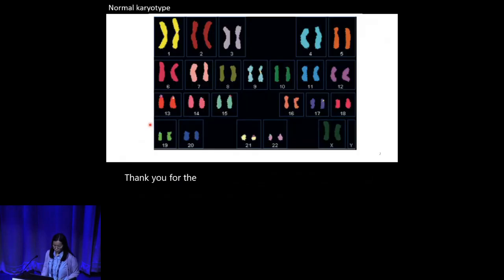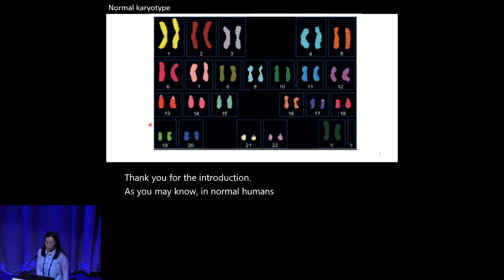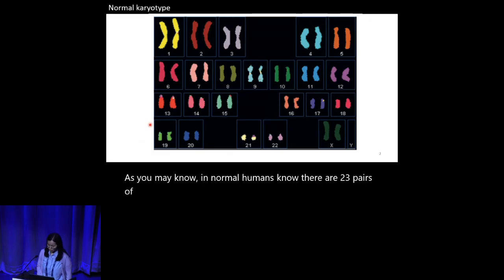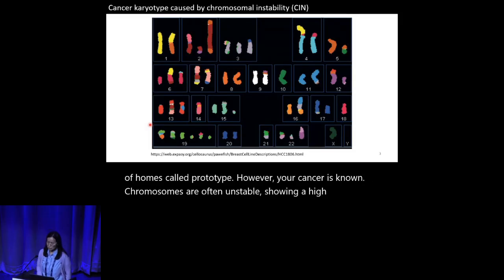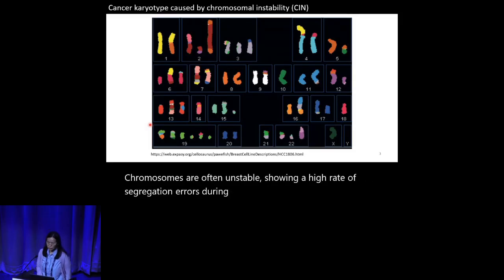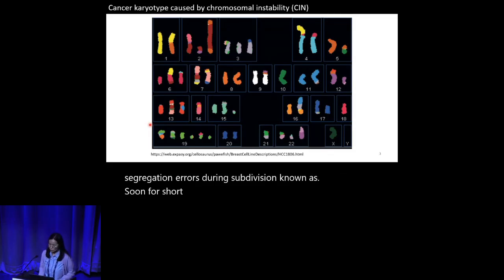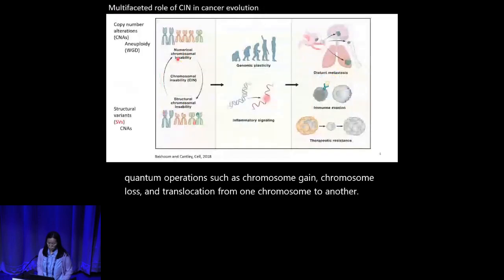As you may know, in a normal human genome, there are 23 pairs of chromosomes called the karyotype. However, in a cancer genome, chromosomes are often unstable, showing a high rate of segregation errors during cell division, known as chromosomal instability, CIN for short. CIN can lead to numerical and structural chromosome alterations, such as chromosome gain, chromosome loss, and translocation from one chromosome to another. CIN plays an important role in cancer evolution.